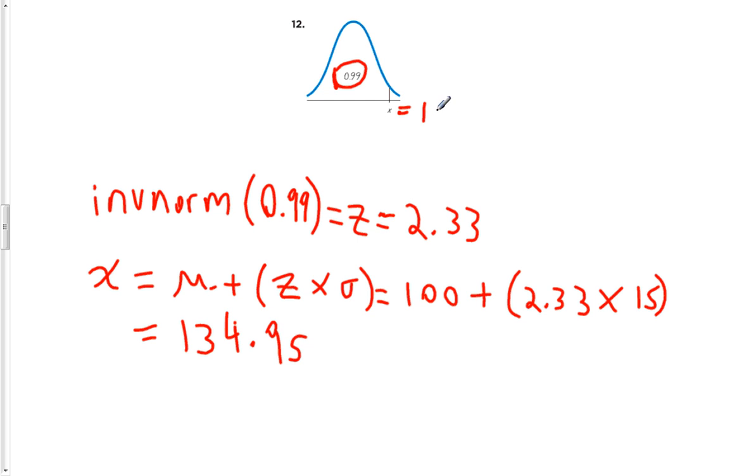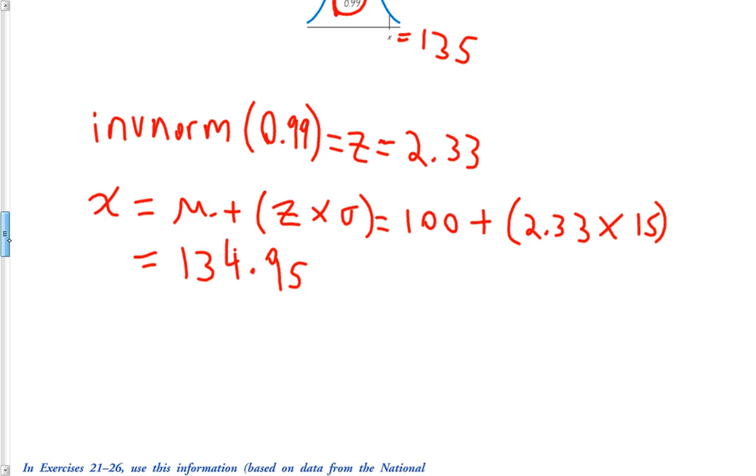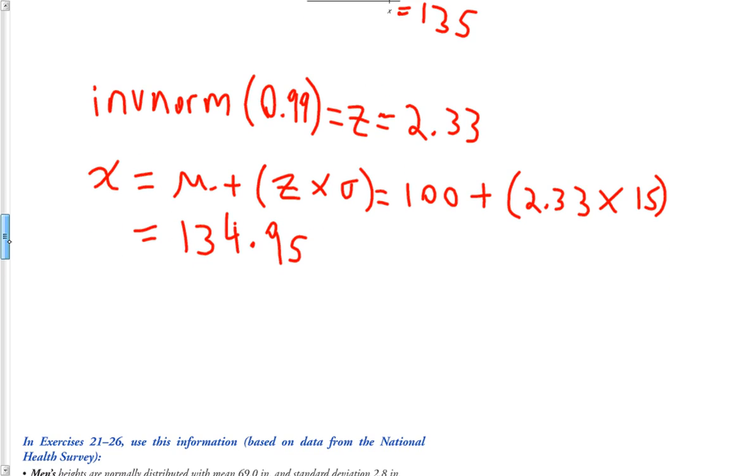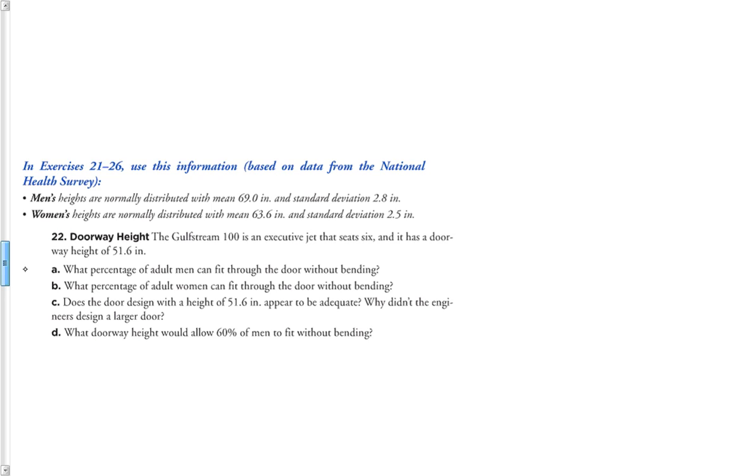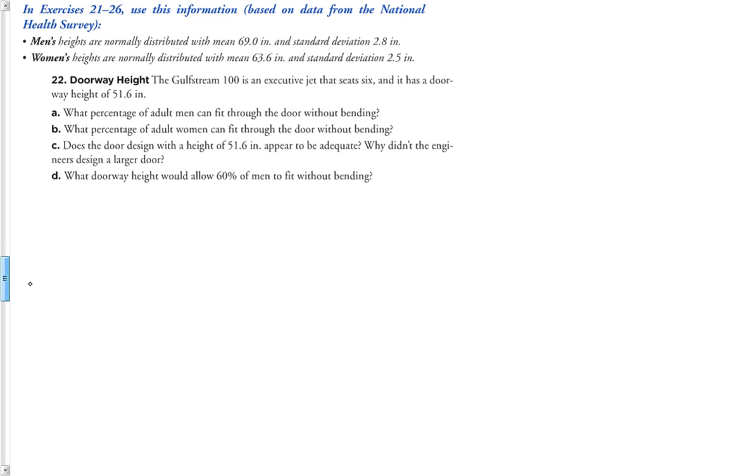134.95, which I'm going to round to 135. So we'll call the correct x value here, the correct IQ score, 135. An IQ score of 135 places you in the 99th percentile, meaning your IQ is higher than 99% of the population, or 99% of the people who took this test. All right, here's the last example we're going to look at.